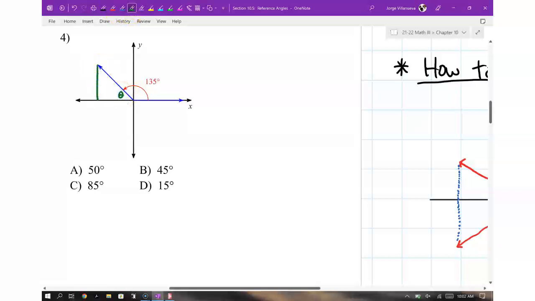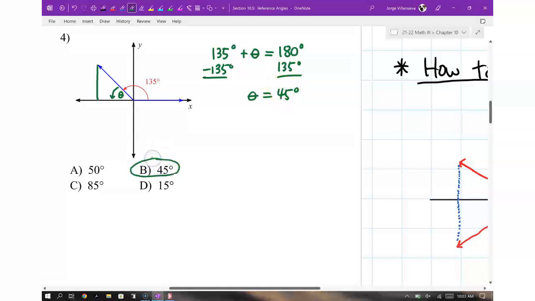Now, if I get 135 degrees plus theta, how much is this supposed to equal if I add this much more? 180. Good. So all I have to do is subtract 135 degrees on both sides. Theta is 45 degrees. And that's how much is missing, right? How much is missing from 135 to get to a straight line? That would be 180 degrees. How much more would I need? I need 45 more degrees. Does that make sense? You're just trying to complete the angle.